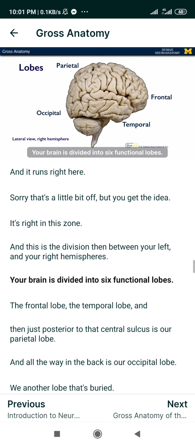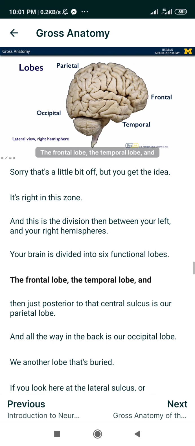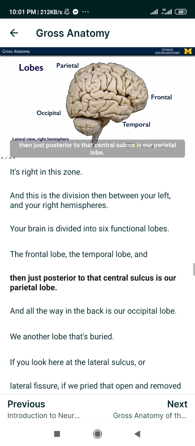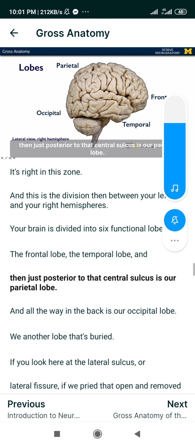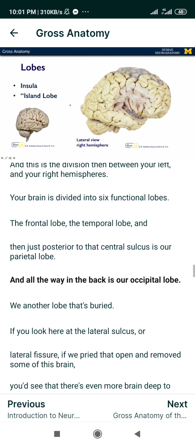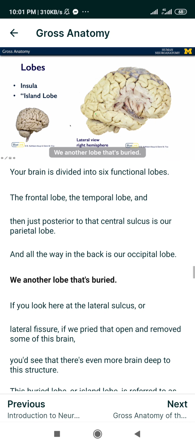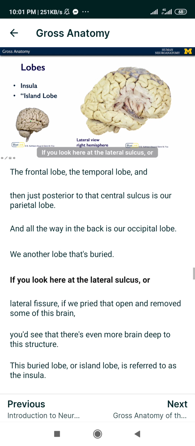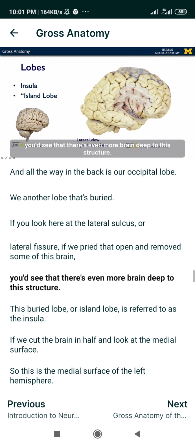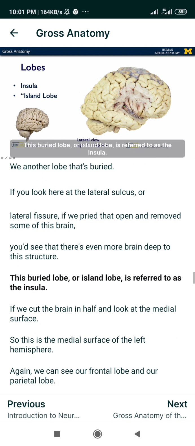Your brain is divided into functional lobes: the frontal lobe, the temporal lobe, and then just posterior to that central sulcus is our parietal lobe, and all the way in the back is our occipital lobe. We have another lobe that's buried. If you look here at the lateral sulcus, or lateral fissure, if we pried that open and removed some of this brain, you'd see that there's even more brain deep to this structure. This buried lobe, or island lobe, is referred to as the insula.